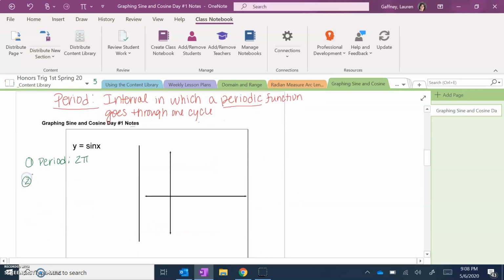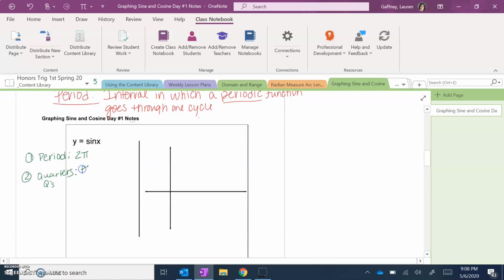Now, to graph these, we're going to break them into quarters, and you'll see me abbreviate quarters with just a Q's. To find how you break these graphs up, you're going to break them into 4 sections, hence quarters. You're going to take your period divided by 4. Your period's not always going to be 2 pi, but in the normal sine, without anything done to it, it is 2 pi. So in this case, if we take 2 pi divided by 4 and reduce that, we get pi over 2.